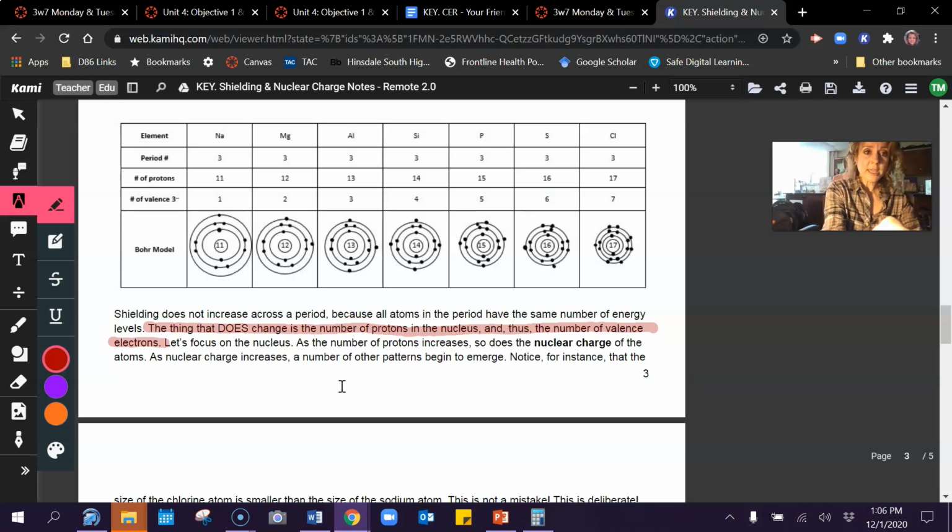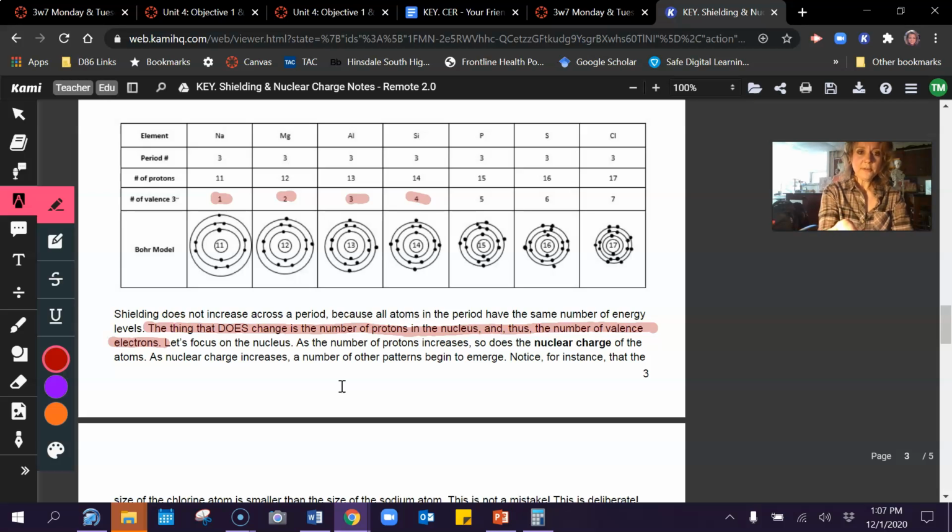If we look at sodium, we have 1 valence electron in sodium, and we have 2 in magnesium, and 3 in aluminum, and 4 in silicon. So even though the number of energy levels isn't changing, the number of electrons that are in that valence shell is changing. So elements that are found in the same period don't share chemical characteristics like elements that are in the same family. Elements in families share characteristics because they have the same number of valence electrons.